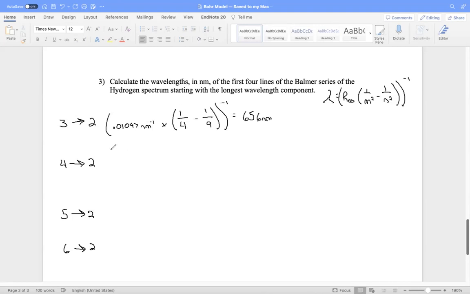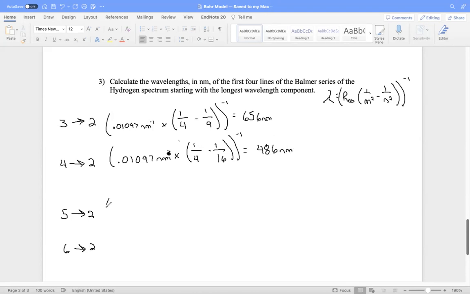Next, going 4 to 2, we have 0.01097 inverted nanometers, so just nanometers to the negative 1, times, again, 1 over 2 squared, which is 4, minus now 1 over 16, 4 squared. And then this is all inverted. And so this will give us 486 nanometers.